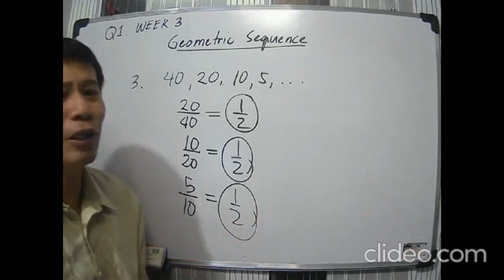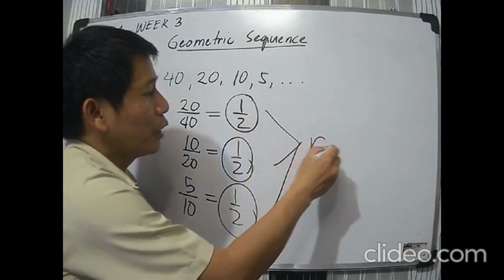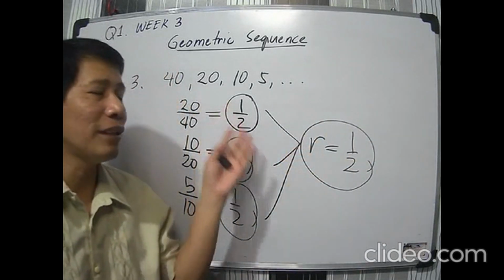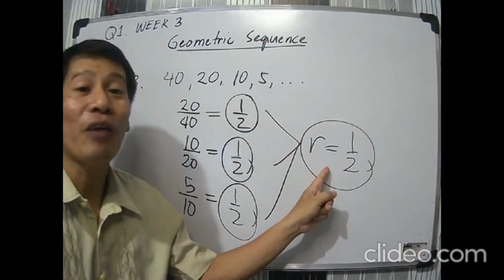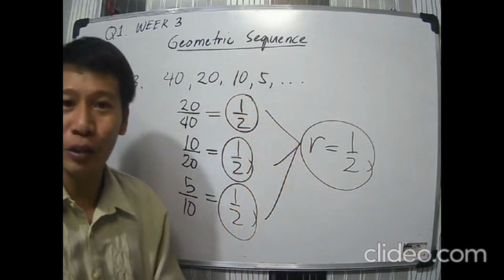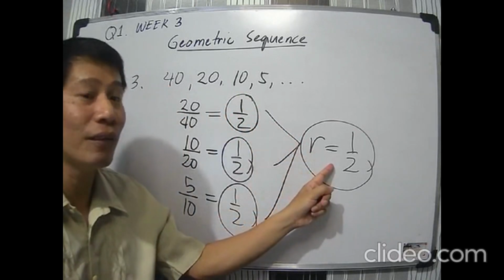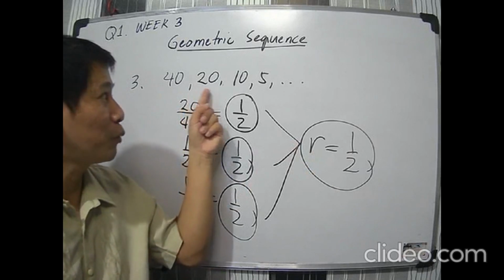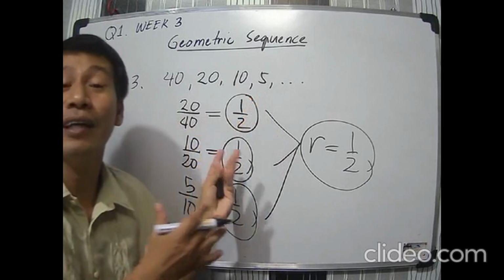So, ano pansin ninyo? There is still a common ratio, which is equal to 1/2. So, in other words, ang isang geometric sequence, pwedeng ang common ratio natin ay fraction. So, pwedeng negative, kagaya nito, pwede siyang maging fraction. And if we will check it, from 40, you multiply it by 1/2. What is 1/2 of 40? You will get 20. 1/2 of 20, you will get 10. 1/2 of 10, you will get 5. So, this is a geometric sequence.